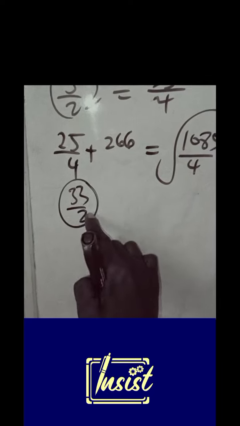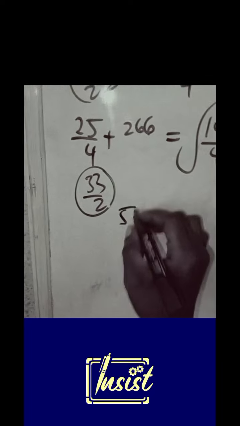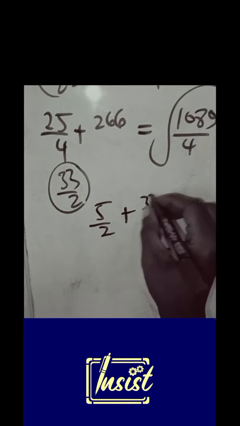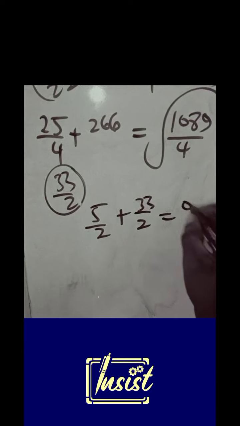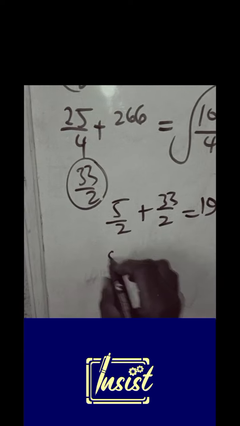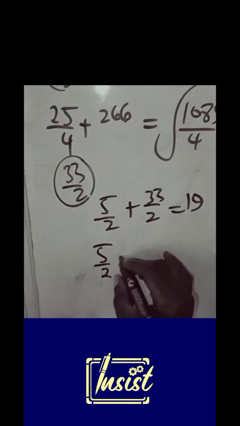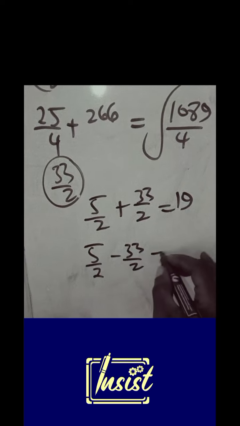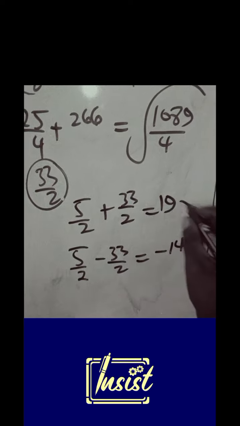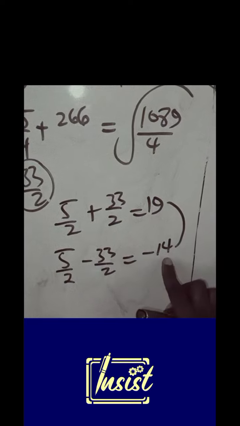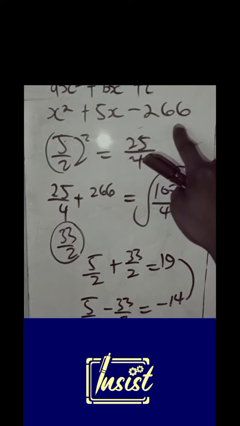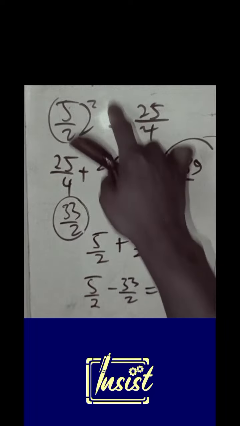So what will be my first factor? My first factor will be half of my b, 5 over 2, plus 33 over 2, which is 19. My second factor will be half of b, which is 5 over 2, minus 33 over 2, which is what? Minus 14. So these are my two factors, 19 and minus 14. If I multiply these two, I'll get minus 266, but if I add them, I'll get plus 5.